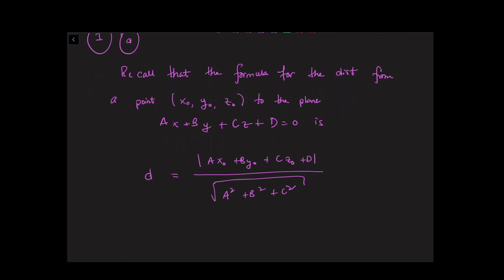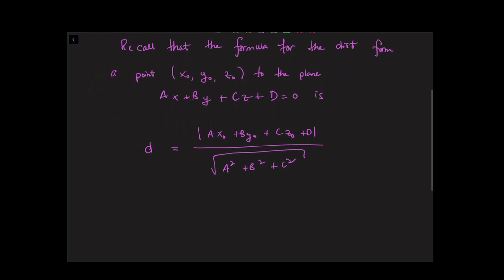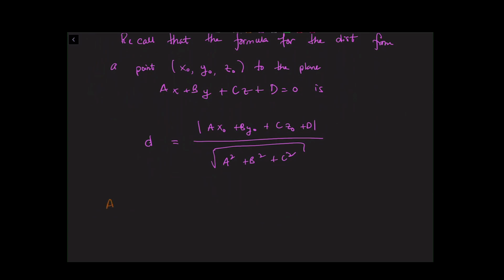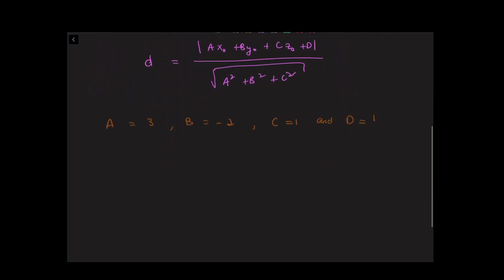In our case, with regards to our question, we have that a is equal to 3, b is equal to -2, c is equal to 1, and d is equal to 1 as well. And our point x0, y0, z0 is the point 1, 2, 3. So all that we need to do now is take these numbers, insert them into our formula, and we'll get the distance.